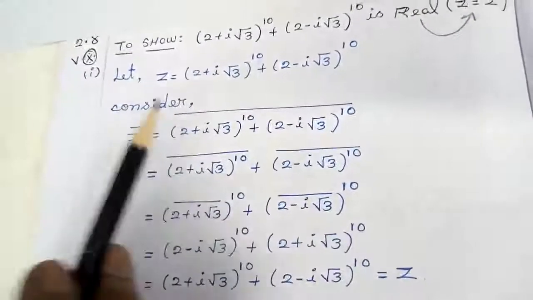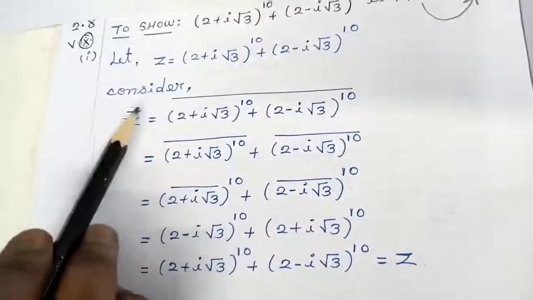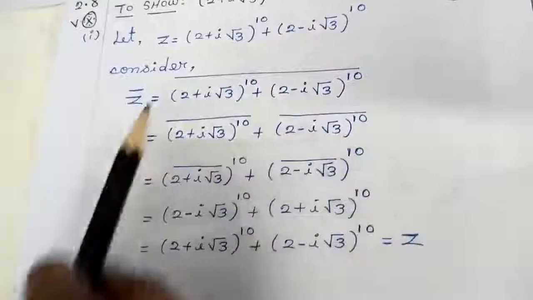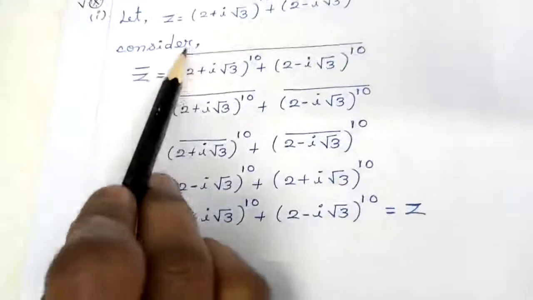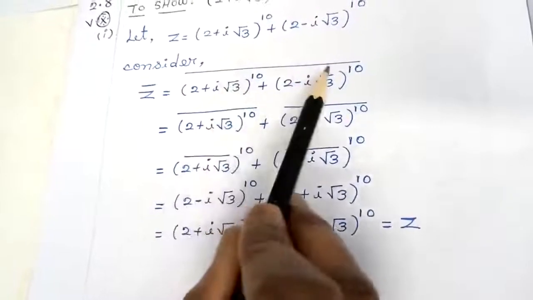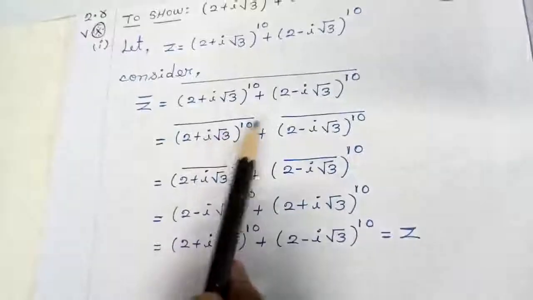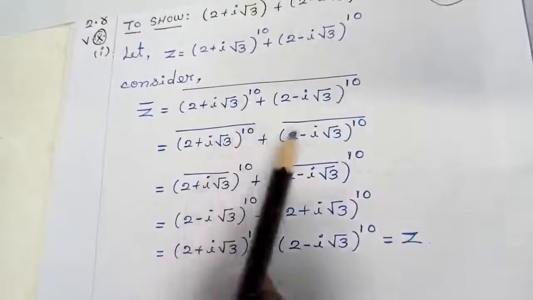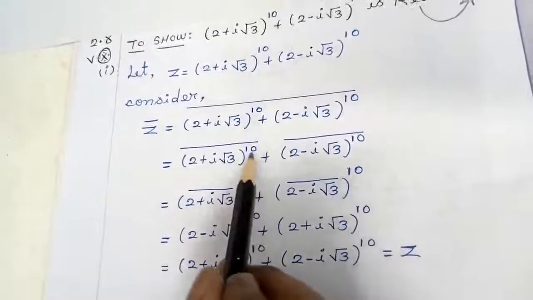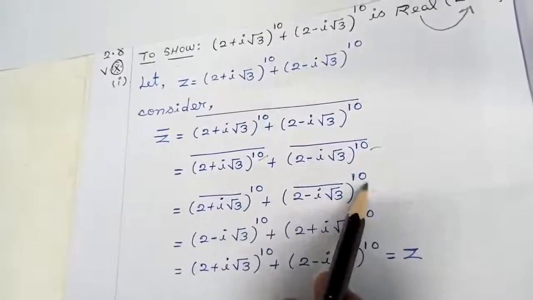Consider, I am going to start my calculation from z bar. From z bar, finally I am going to bring the value to z. Just see how I do the calculation. Z bar means I put the whole bar here. According to the conjugate, we can split the bar symbol into two, separately for the two terms. The next step is I take this power 10 out of the conjugate. Whole to the power 10 I am just putting here.